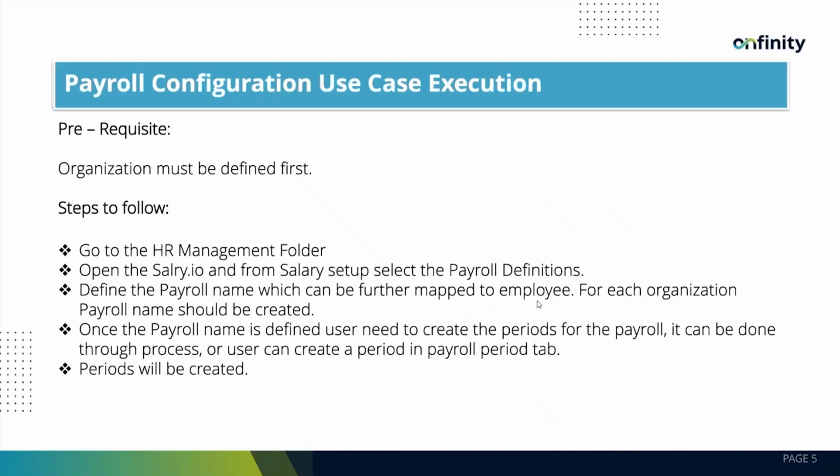Create a payroll name, which can be further mapped to an employee for each organization, along with the period type, start date, and end date. Click on Save the Record. Once the payroll name is created, with the help of the process, the user can create the payroll. Now, let's switch to the system and go through each of these steps in detail.